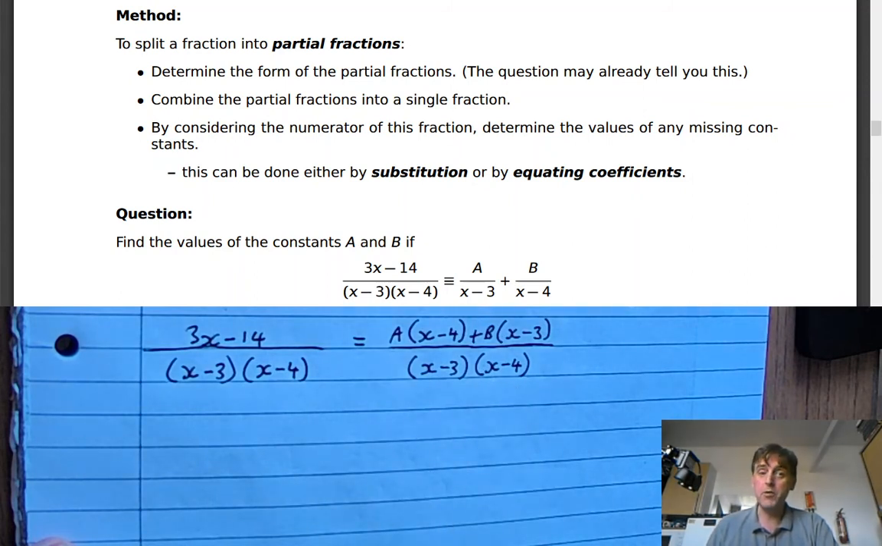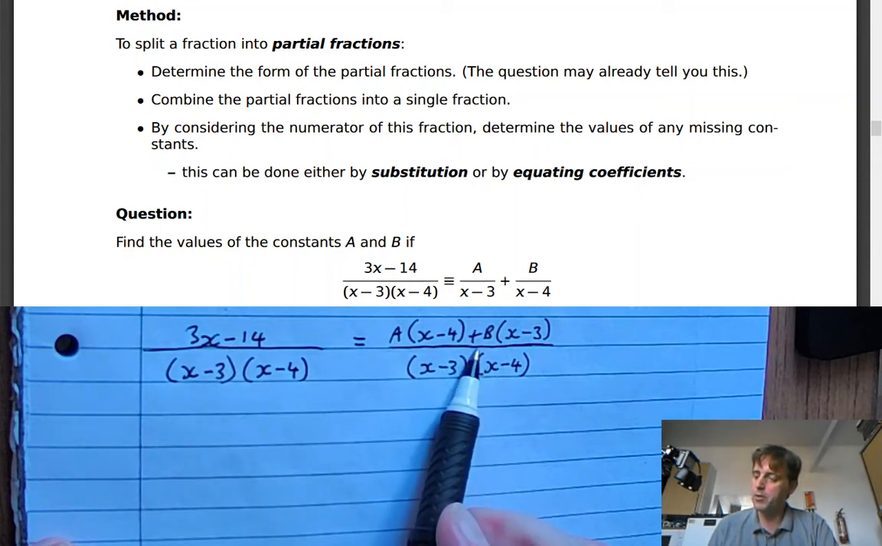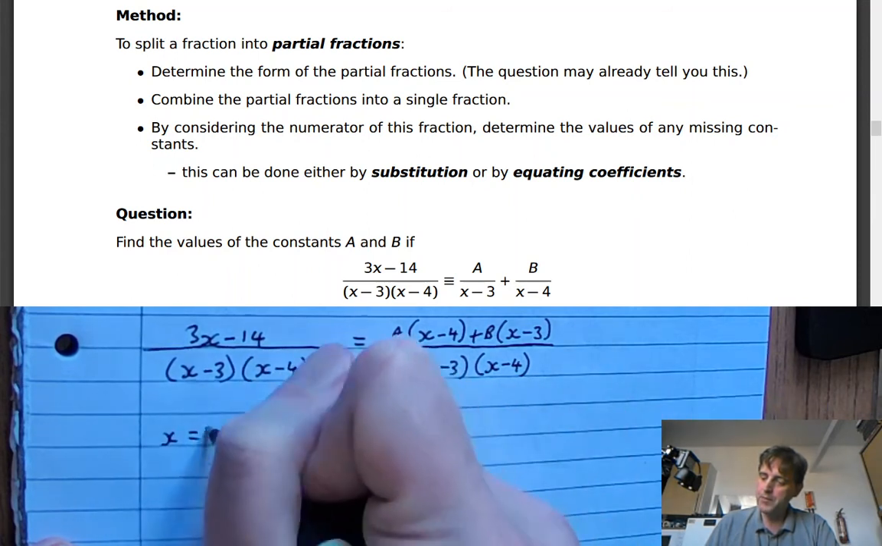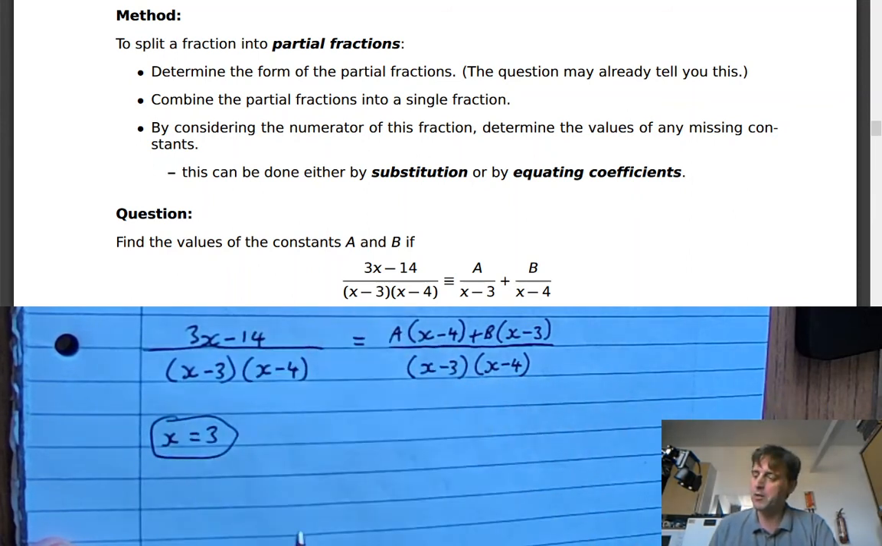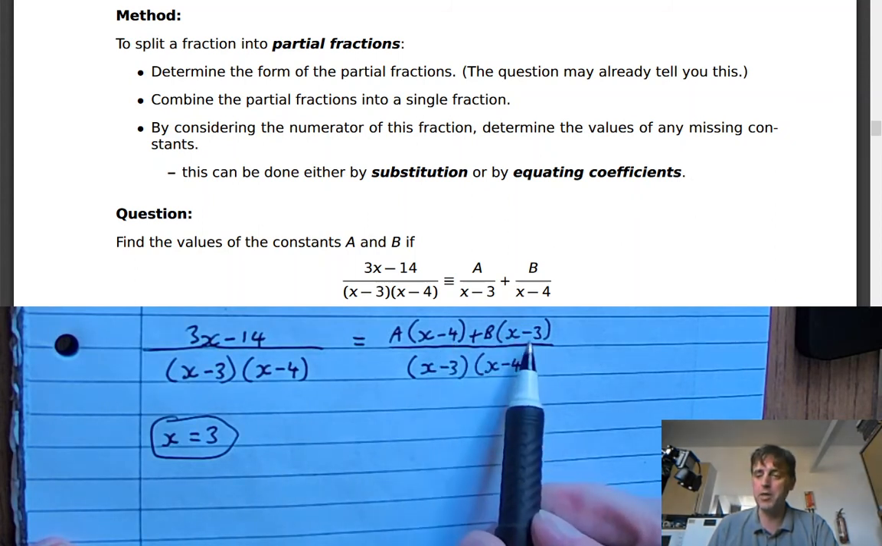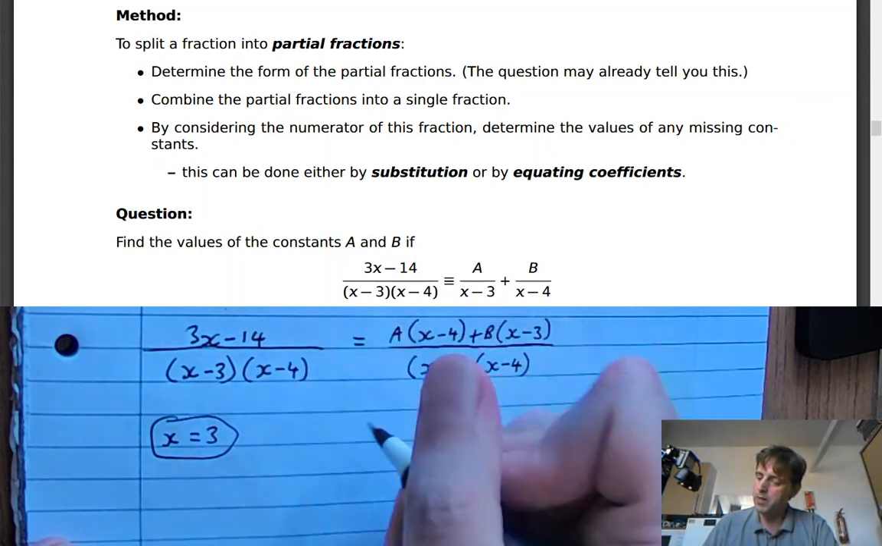Then, using our substitution method, we need to compare these numerators and work out what to substitute in. So let's start off. Hopefully you had the idea: x equals 3 is a good thing to substitute in, because it means that this b bracket here is going to become 0. But let's do it all so you can see what's going on here.